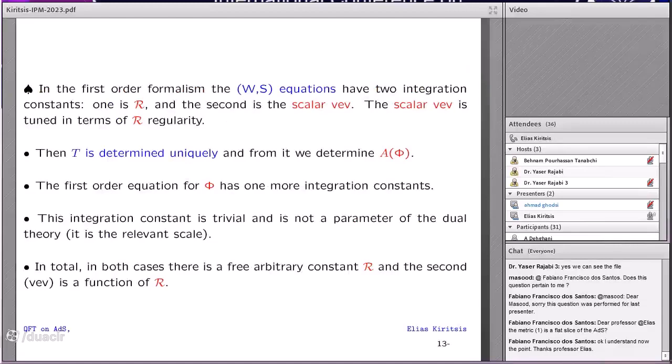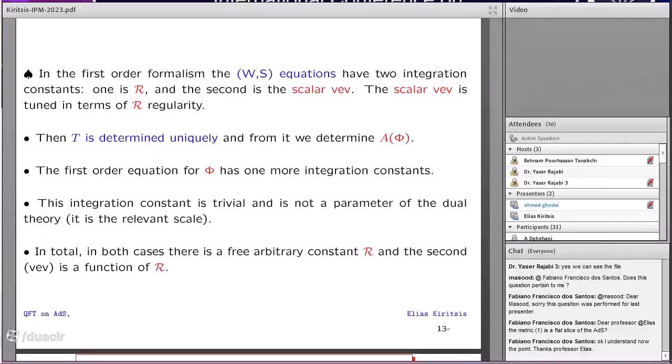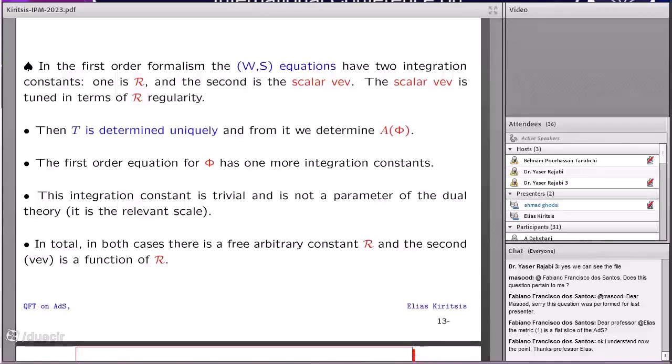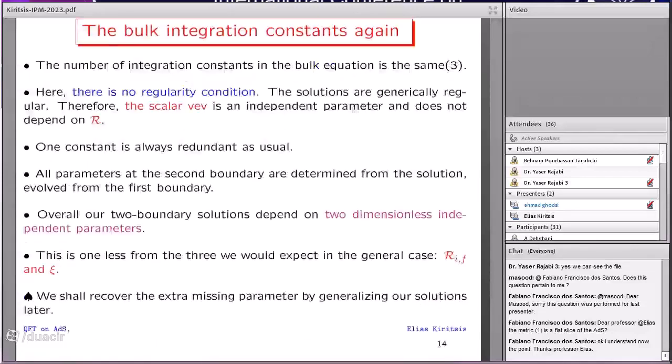Now, if you look at the first order formalism, here we have two integration constants, and it's easy to show that one of them is this dimensionless curvature R, this is a source, and the other is the scalar wave. And therefore the scalar wave is a function of the source. Then this function T that I defined before is determined uniquely, and from this you can determine the scale factor as a function of phi. The first order equations in fact have more integration constants, but these are related and don't give you any more relevant integration constants. But the point is that in the case with positive curvature, which I'm not discussing here but has been discussed in the past, basically you have one independent relevant constant R, which is the dimensionless curvature, and then the wave is a function of R. Let's see now what's different here.